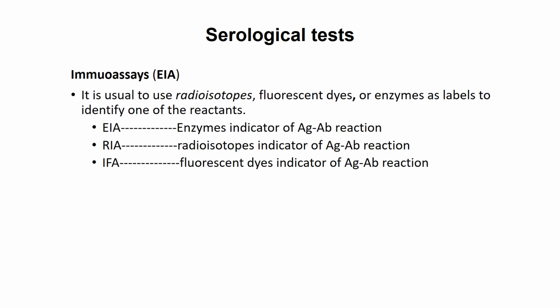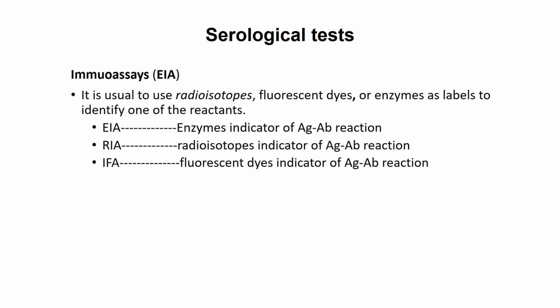Then there are immunoassays that use radioisotopes, fluorescent dyes, or enzymes. The ones that use an enzyme as the indicator of the antigen-antibody reaction are called EIA. Then RIA uses a radioisotope, and IFA uses a fluorescent dye as the indicator.